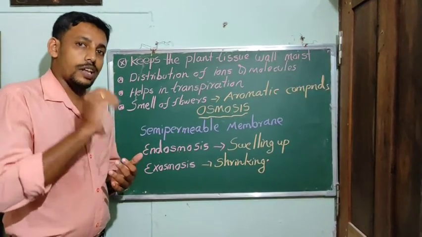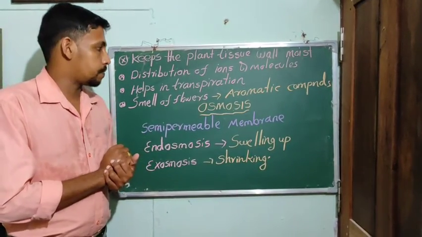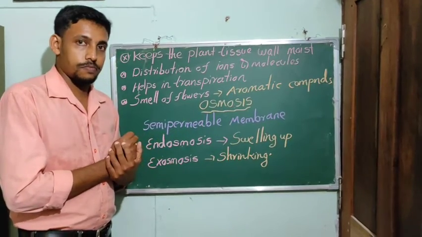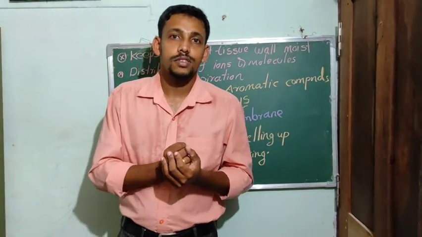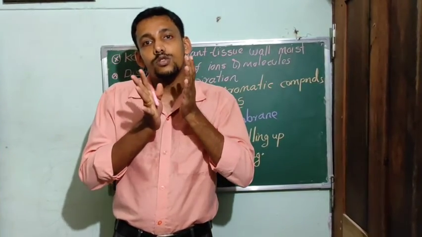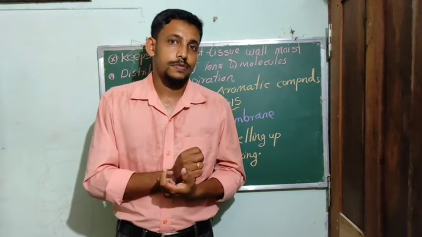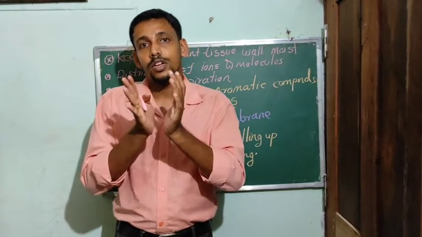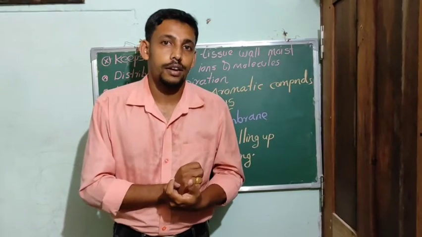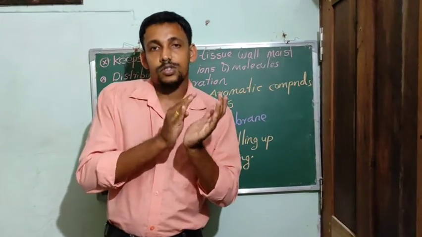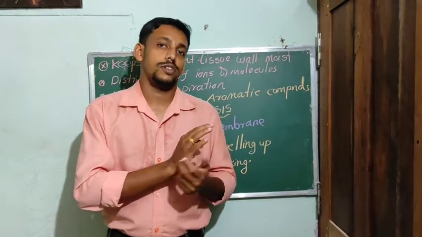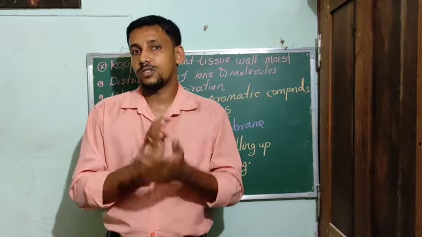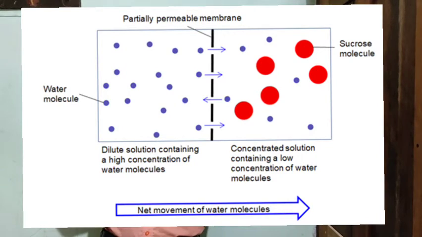So now we are moving to the next important process, that is osmosis. Osmosis is the movement of water molecules through a semi-permeable membrane, from a region of its higher concentration to a region of its lower concentration. That is known as osmosis. So osmosis occurs through a semi-permeable membrane.